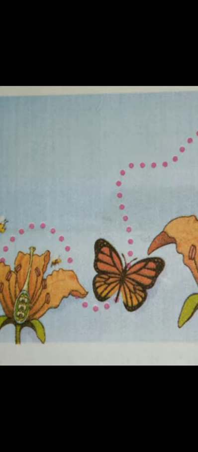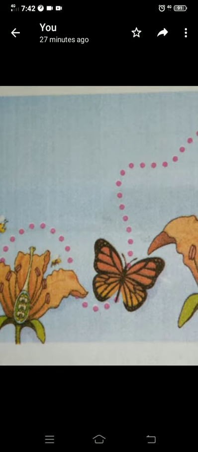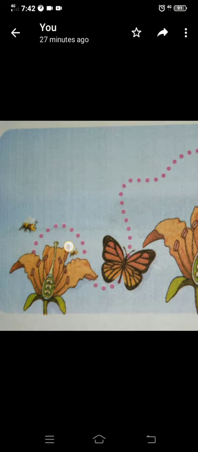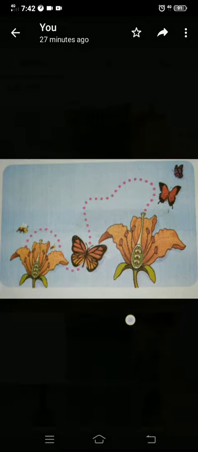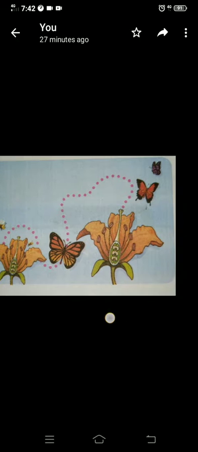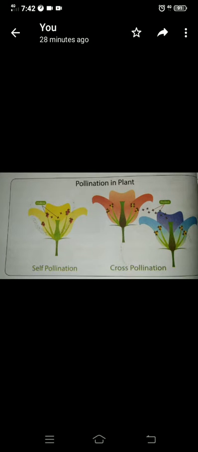So what is the agent? Wind, insects, likewise, are agents helping in doing pollination. That is what we call pollinators. So these are all what we call pollinators. This is self pollination and cross pollination.